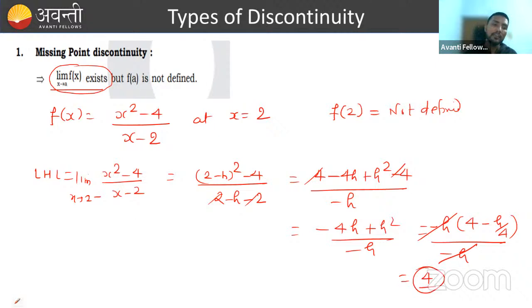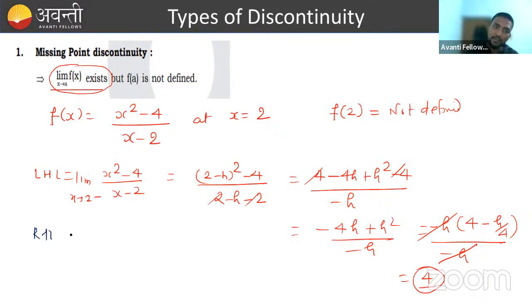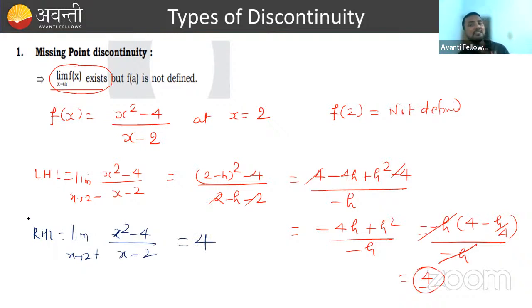Similarly, if you find the RHL, the same thing will happen with 2 plus h whole square, and after that you will find that it is coming as 4 only. So here you can see LHL is equal to RHL, but the function is not defined at 2. So this kind of discontinuity is called missing point discontinuity.